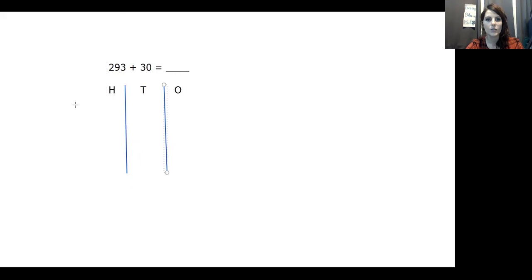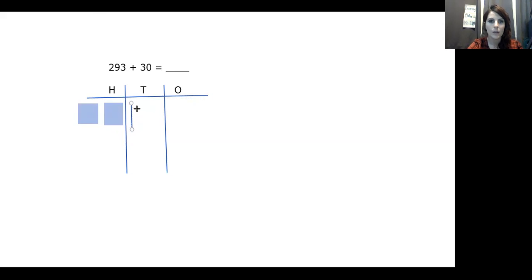And then remember, it's great if we can put our first add-in on the top and our second add-in on the bottom. We'll get to that in a minute. But right now, let's put our first number into our chart, which means we're going to start with 100 flat. And actually, we have 200, so we're going to make that 2 hundreds in that place. We have 9 in the tens place, which has a value of 90, but we are going to only draw those 9 10 sticks right here.